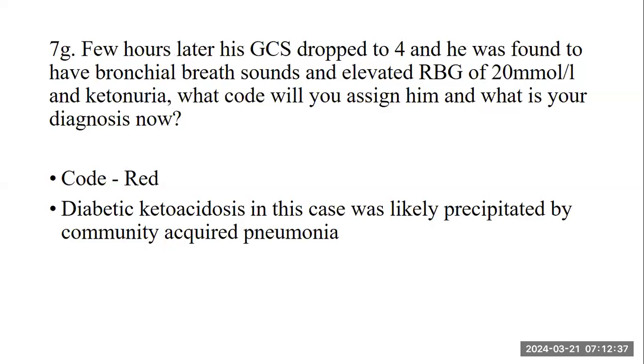A few hours later, his GCS dropped to 4. He was found to have bronchial breath sounds and elevated random blood glucose of 20 millimole per liter and ketonuria. What code will you assign him and what is your diagnosis now? So this is red because his GCS has dropped. He's actually in coma and it's life-threatening. So we will have to act faster. So he has diabetic ketoacidosis, and this might have likely been precipitated by community-acquired pneumonia.